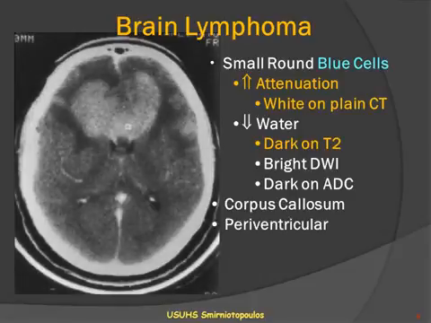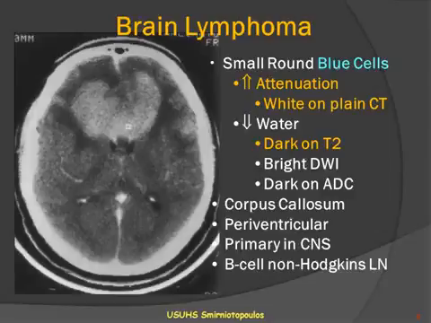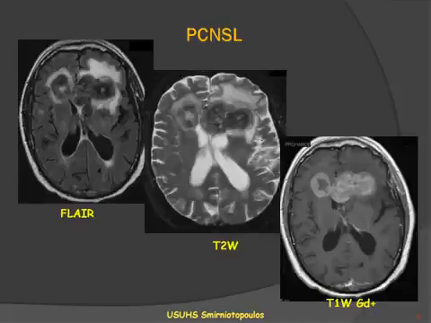And again, the classic localization is in the periventricular area, and lymphoma is usually primary within the central nervous system. It's almost always a B-cell lymphoma. In fact, solid non-hematopoietic lymphomas are almost always B-cell lymphomas, and circulating or hematopoietic lymphomas are usually T-cell lymphomas.